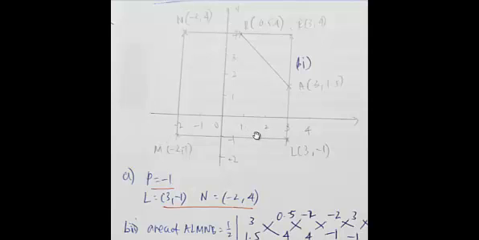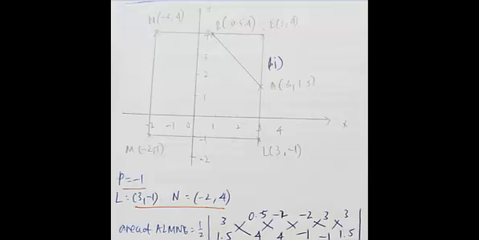For part b(ii), we need to calculate the area of A, L, M, and B. So you can use the shoelace method. So the area of A, L, M, and B is half. So it's (3, 1.5), (0.5, 4), which is point B, (-2, 4), which is N, (-2, -1), which is M, (3, -1), which is L, and we go back to point A, which is (3, 1.5).